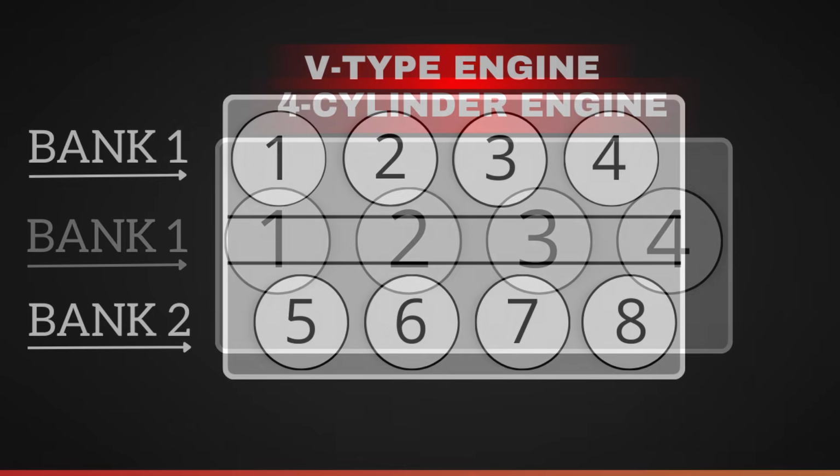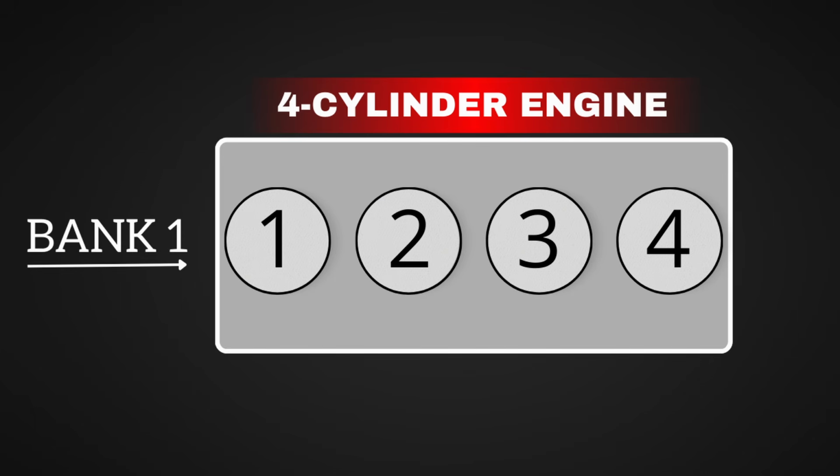In a V-type engine, like a V6 or V8, bank 1 is the side of the engine where cylinder 1 is located. For inline engines like 4-cylinder engines, the whole engine is considered bank 1 because there's only one row of cylinders.